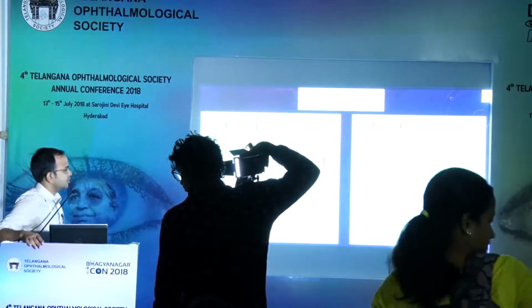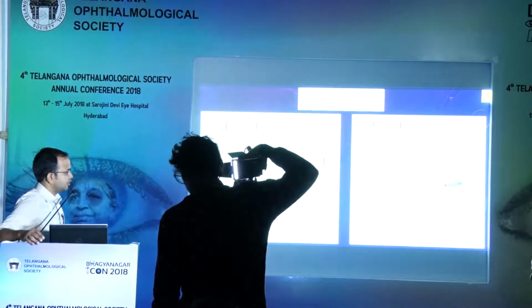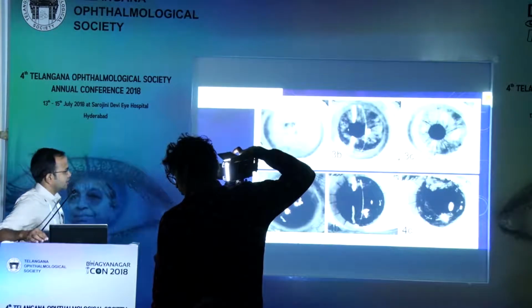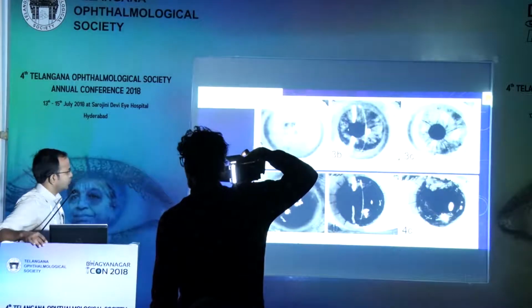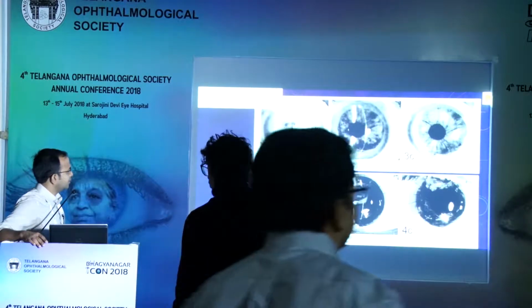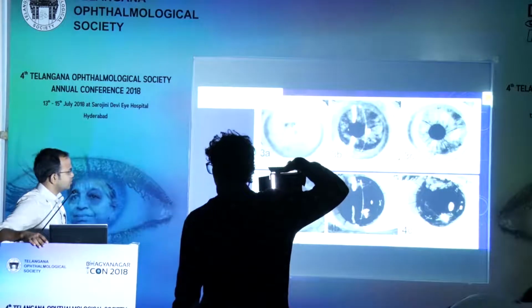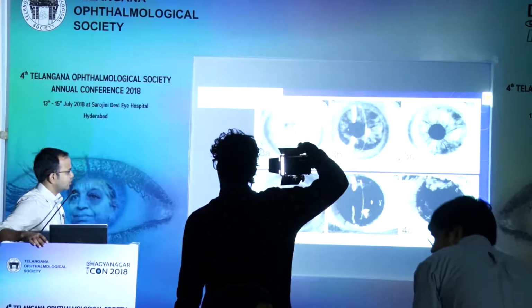So the advantage is the greater surface area of apposition when compared to the conventional PK, which gives greater wound stability, wound strength, and the sutures can be removed early. These are the photographs which were mentioned in the article, showing a clear cornea at the end of around 6 months, and almost all the sutures were removed at the end of 6 months.